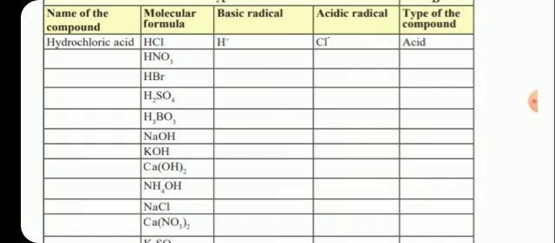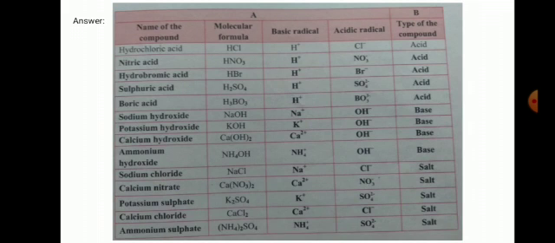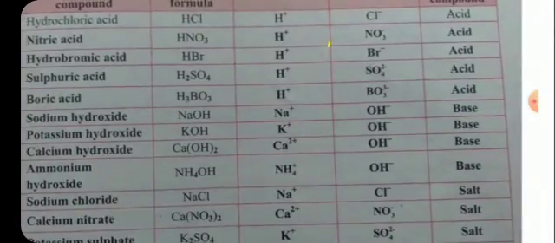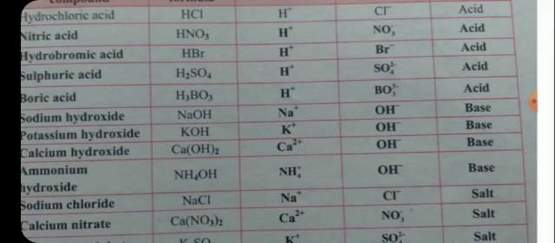So likewise you have to write down the name of the compound, basic radical, acidic radical, and identify the type of compound. The answer of this chart is shown on the next slide. Let us see. NaOH, sodium hydroxide. Na+ is the basic radical, OH- is the acidic radical, and it's a base. Potassium hydroxide KOH: K+ is a basic radical, OH- is the acidic radical, and it's a base.